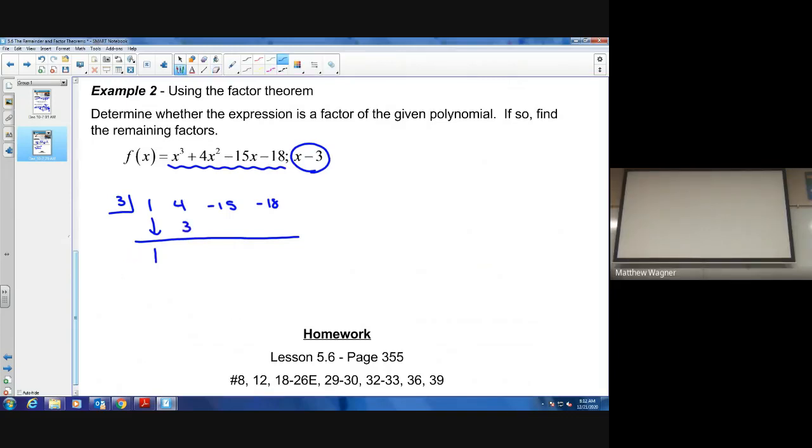I'm going to do 1 times 3. 4 plus 3 is 7. 7 times 3 is 21. -15 plus 21 is 6. 3 times 6 is 18. -18 and 18 is 0.